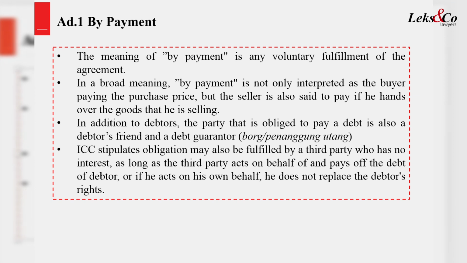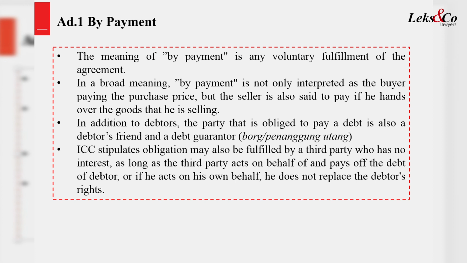The ICC stipulates that an obligation may also be fulfilled by a third party who has no interest, as long as this third party acts on behalf of and pays off the debt of the debtor. So acting on behalf of means acting as proxy, as power of attorney, as kuasa, yeah. Or if he acts on his own behalf, he does not replace the debtor's right. So anyone can pay as long as you act on behalf of the debtor, yeah.